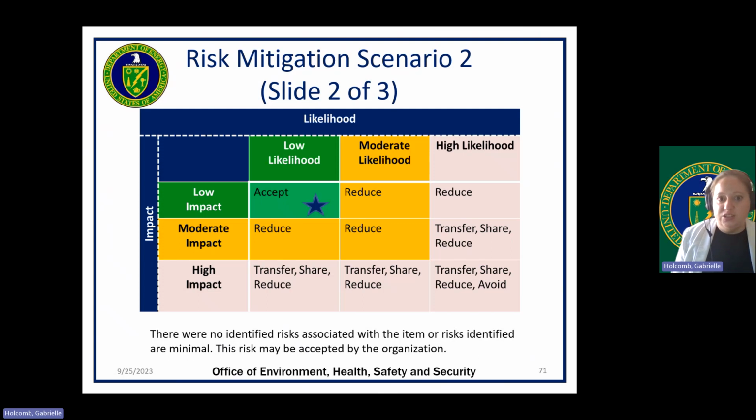In this case, let's assume the supply source is directly from a manufacturer or their authorized distributor, and that the source has been reliable in the past. So we will score this at low likelihood. For the risk mitigation, we will accept the risks because the risks are low.